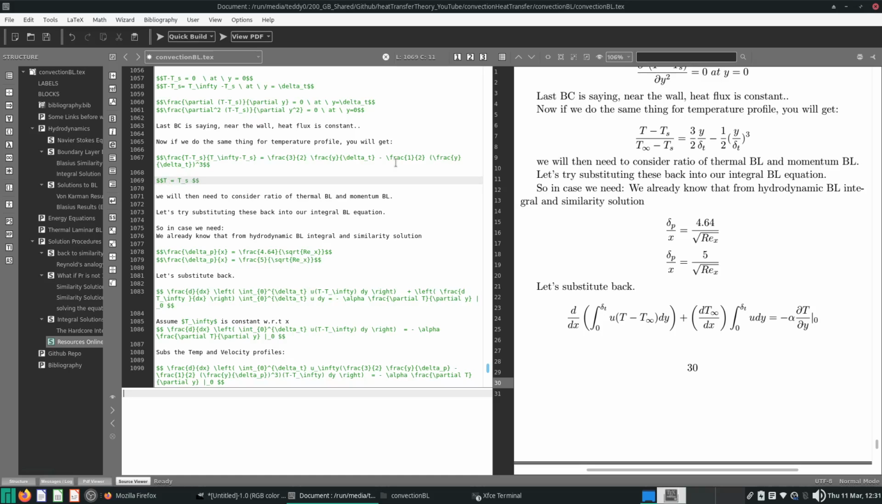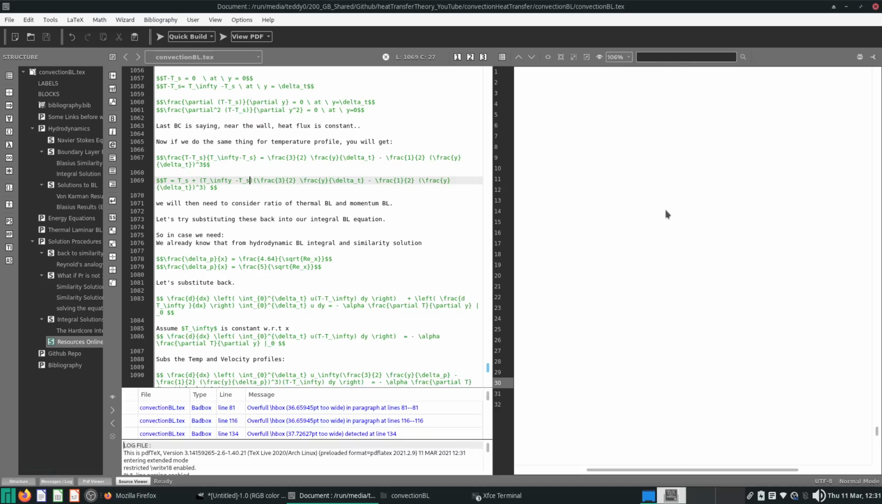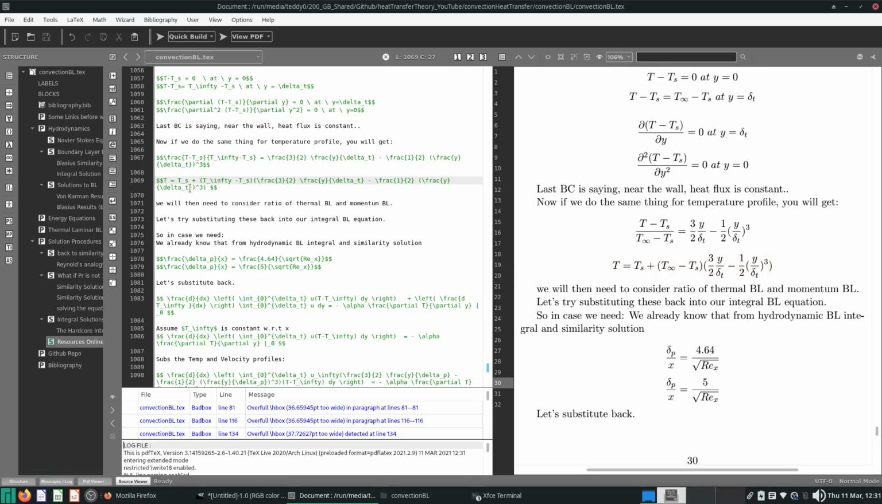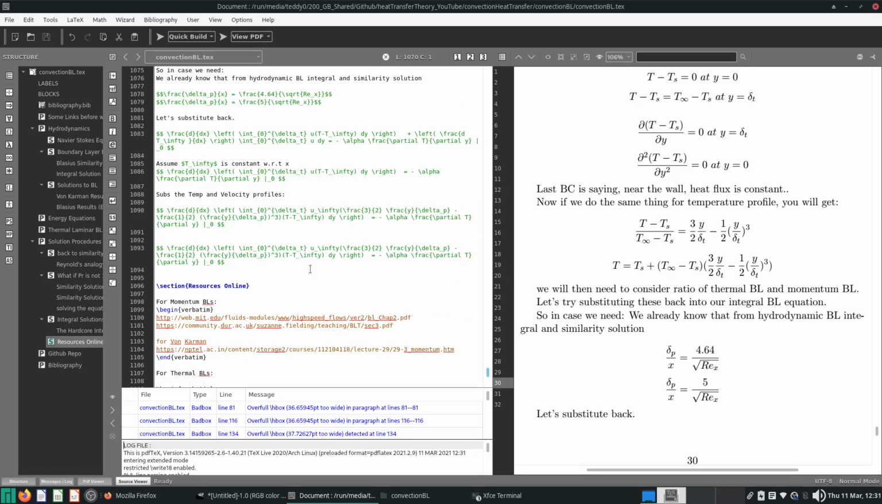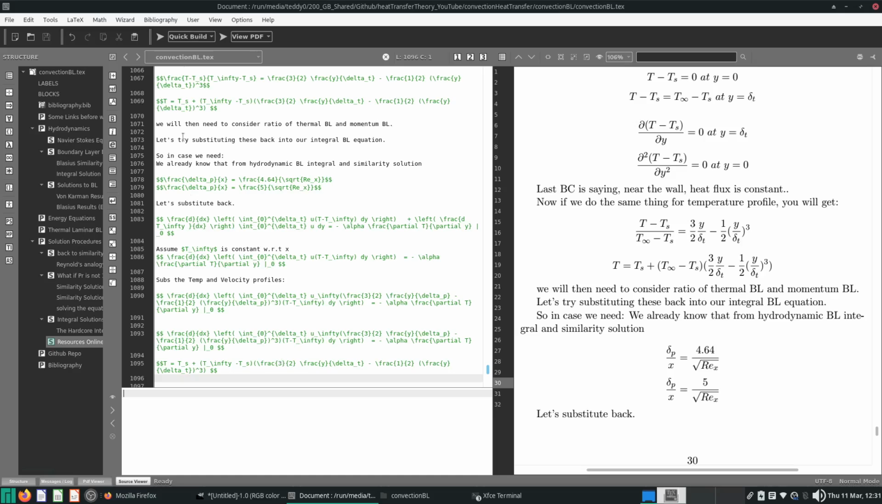T equals Ts plus this whole thing here, and then you get T infinity minus Ts. So I'm going to shift T infinity minus Ts to the right hand side, and then you add Ts to both sides. So that's your temperature profile. Okay, so we can put that in. So we substitute in this.